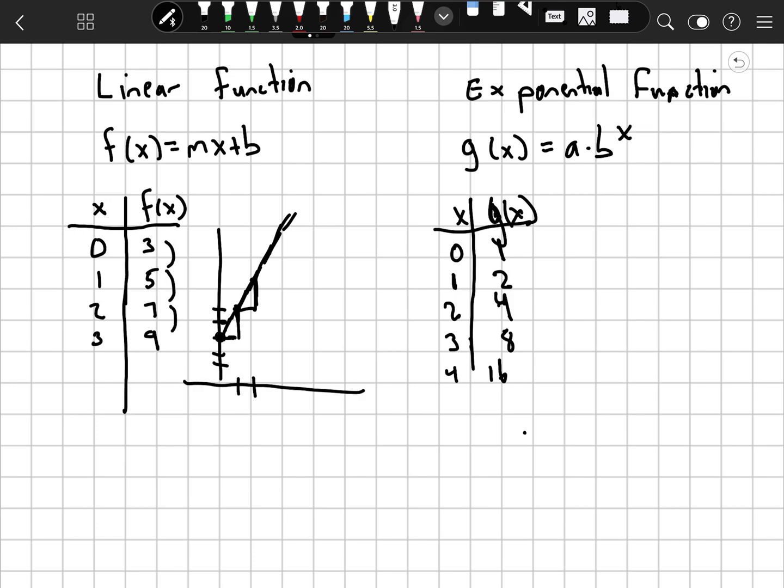And so there's a constant rate of change. It's just increasing by 2, and so that's a linear function. Let's take a look at this exponential function.